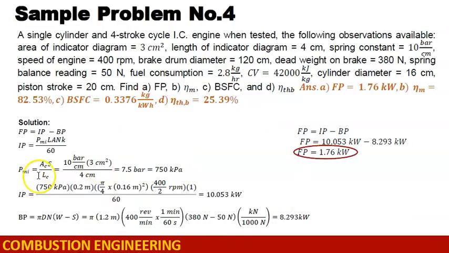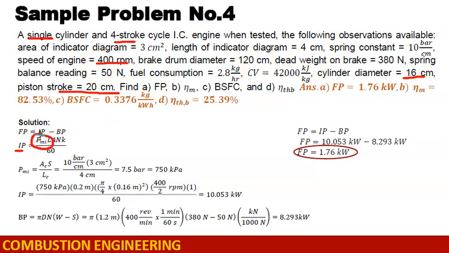So going back, for us to use this formula, we need to have PMI. We already have the length, that is the stroke, 20 cm. The area can be solved using the diameter. K is the number of cylinders, which is a single cylinder. N is, since this is 4-stroke, our given speed of 400 rpm divided by 2. So we are left with PMI.